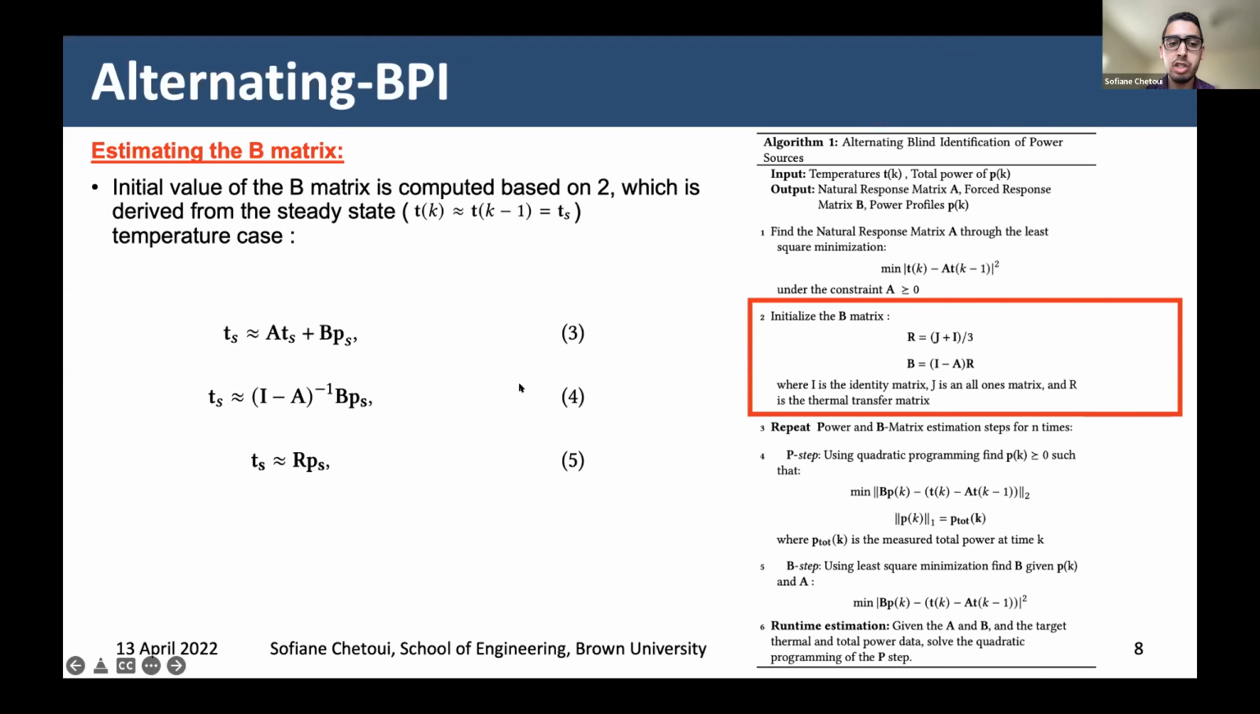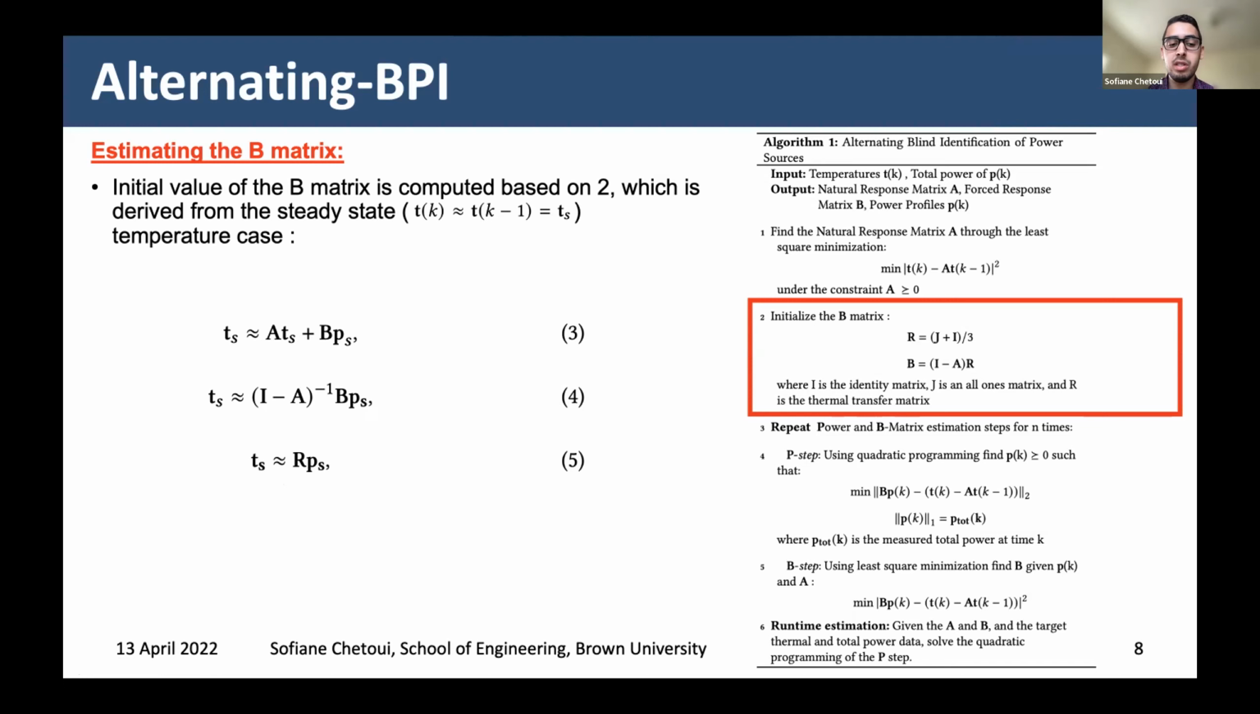To make an initial guess about the B matrix, we derive the expression of the initialization value from the steady state, where the temperature at time k equals the temperature at time k minus 1. So the state space model becomes as follows: T_s equals A times T_s plus B times P_s. And then we could derive the following equation 5, where T_s equals the R matrix, which is the power transfer matrix, times P_s.